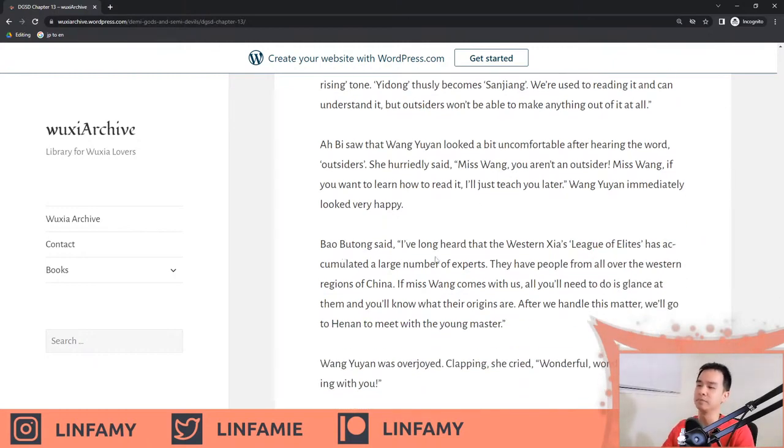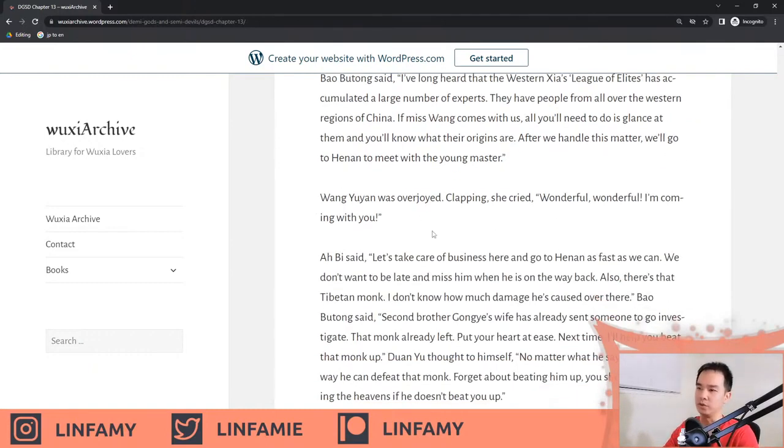Bao Butong said, "I've long heard that the Western Xia's League of Elites has accumulated a large number of experts. They have people from all over the western regions of China. If Miss Wang comes with us, all you'll need to do is glance at them, and you'll know what their origins are. After we handle this matter, we'll go to Hunan to meet with the young master." Wang Yuyan was overjoyed. Clapping, she replied, "Wonderful, wonderful.